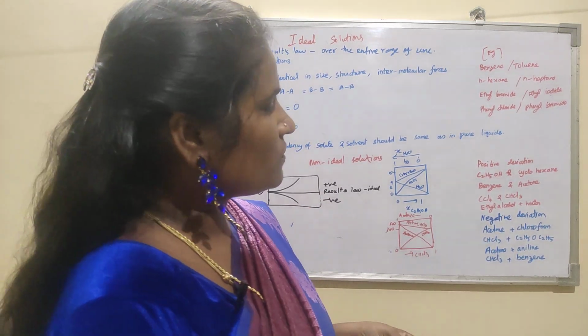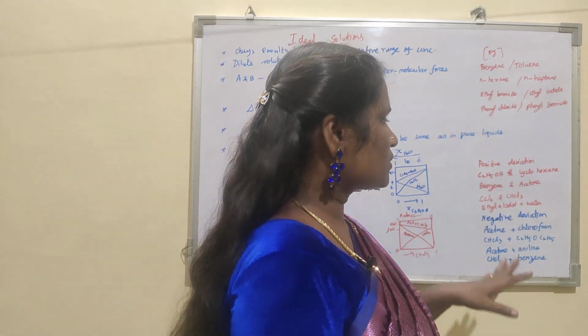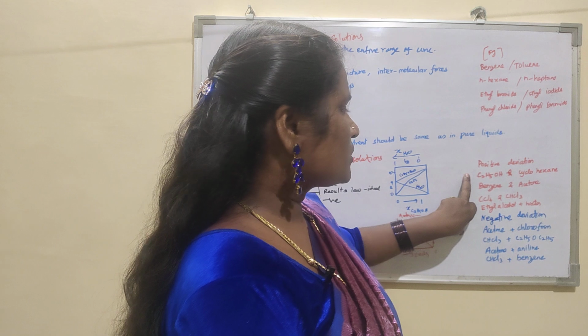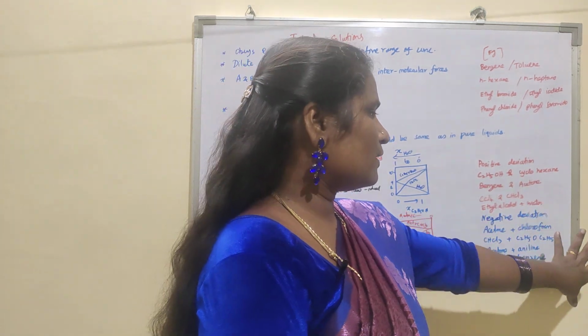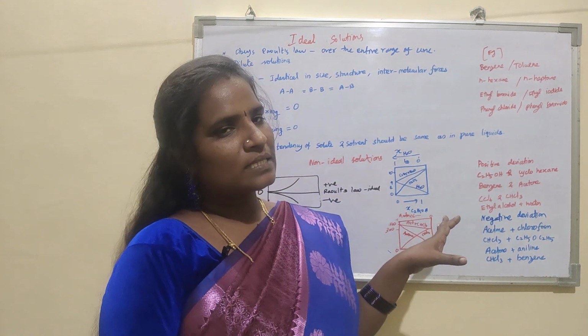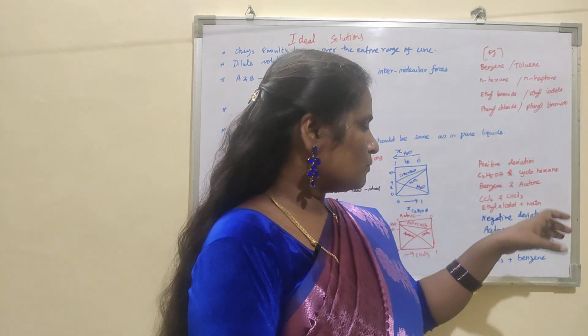So what are the solutions which exhibit positive deviation? The non-ideal solutions that exhibit positive deviations are ethanol and cyclohexane, benzene and acetone, chloroform and CCl4, and ethyl alcohol and water.